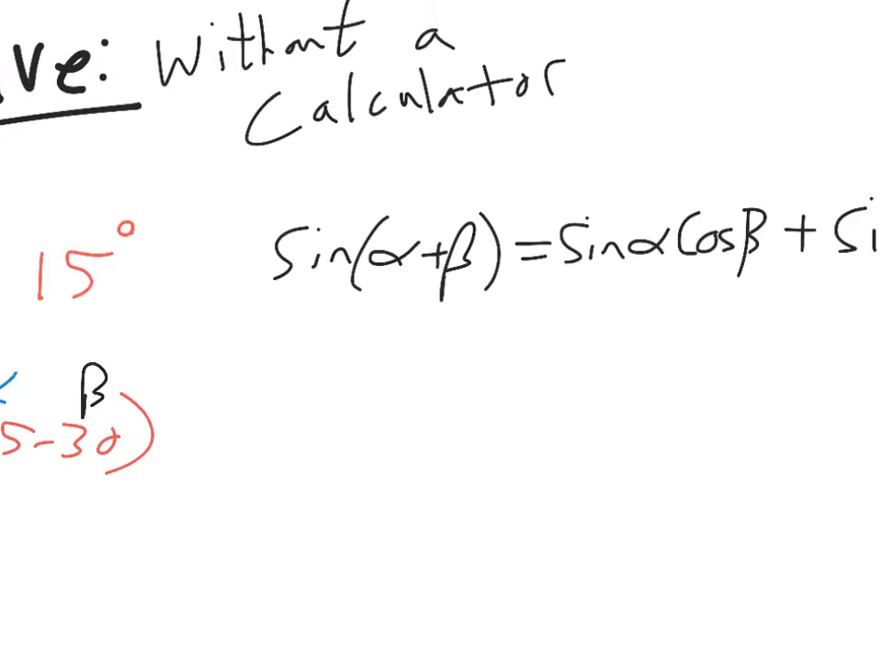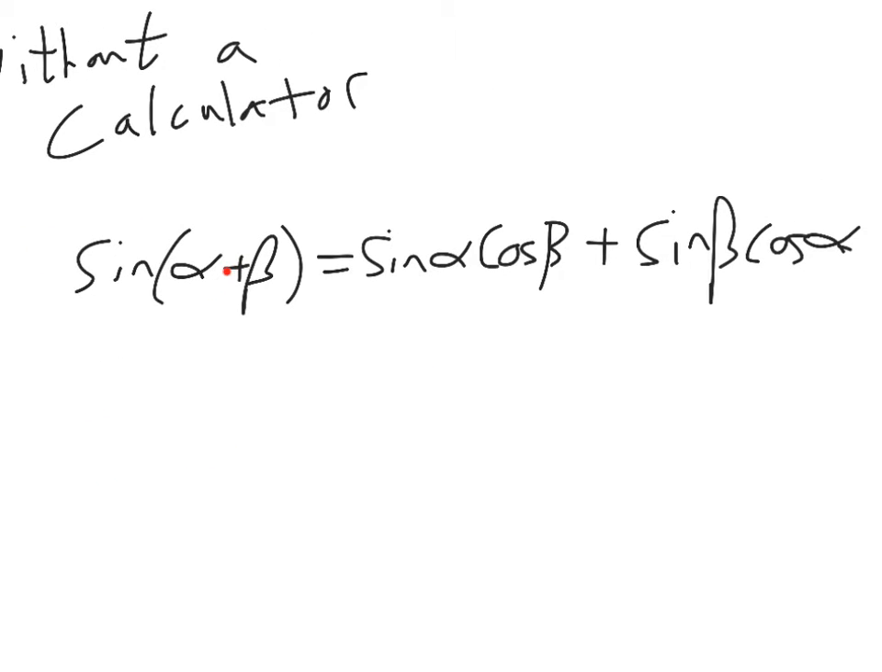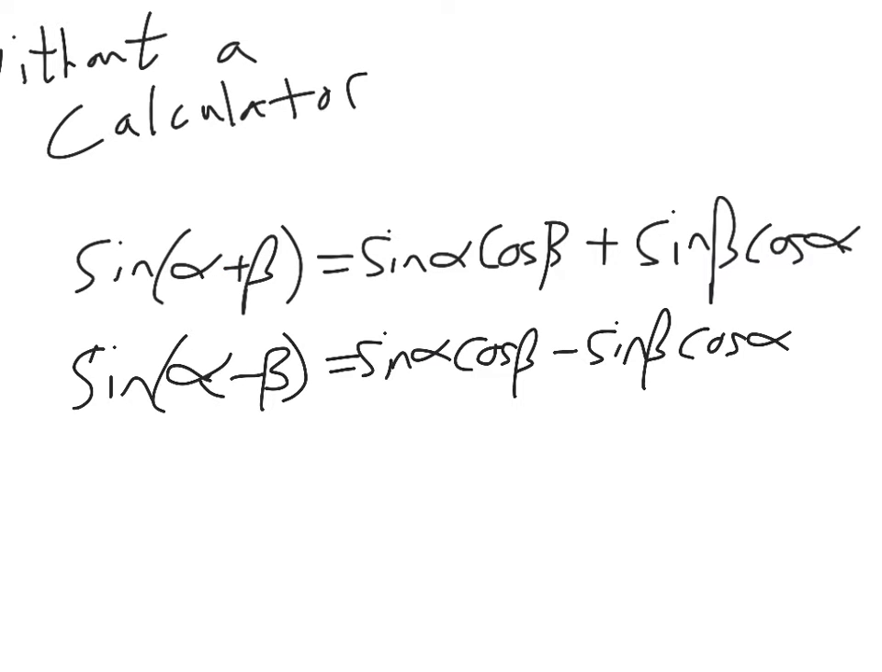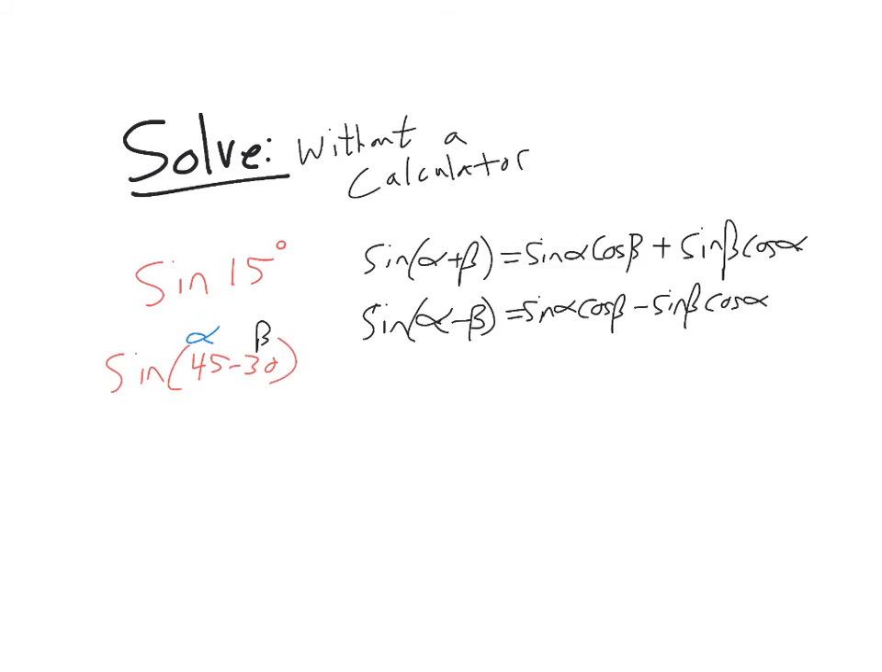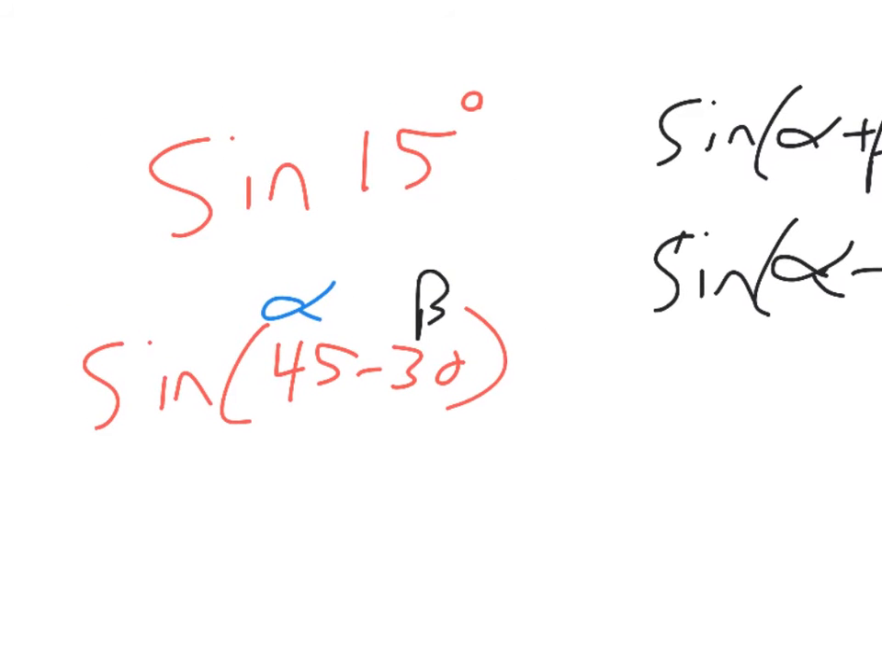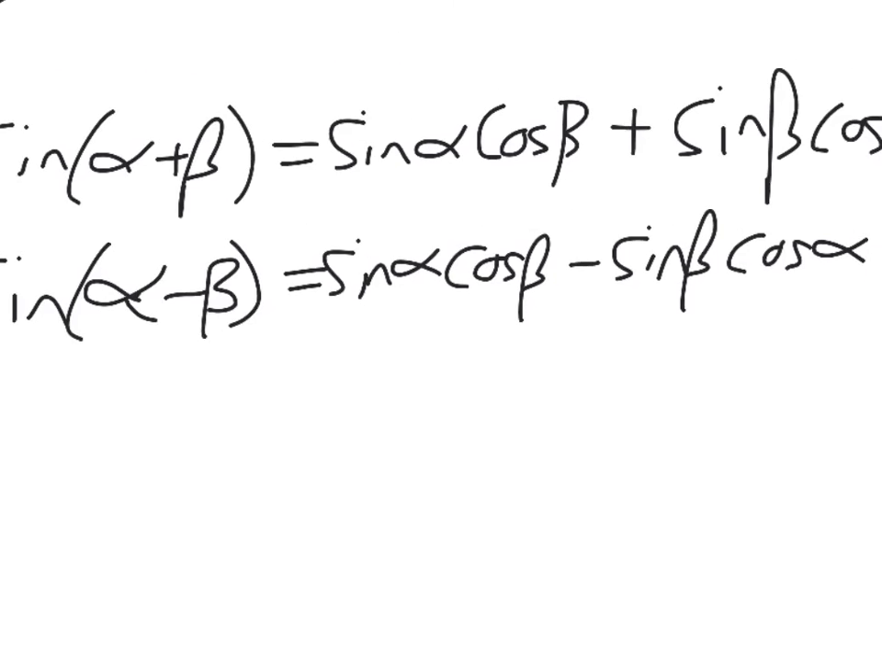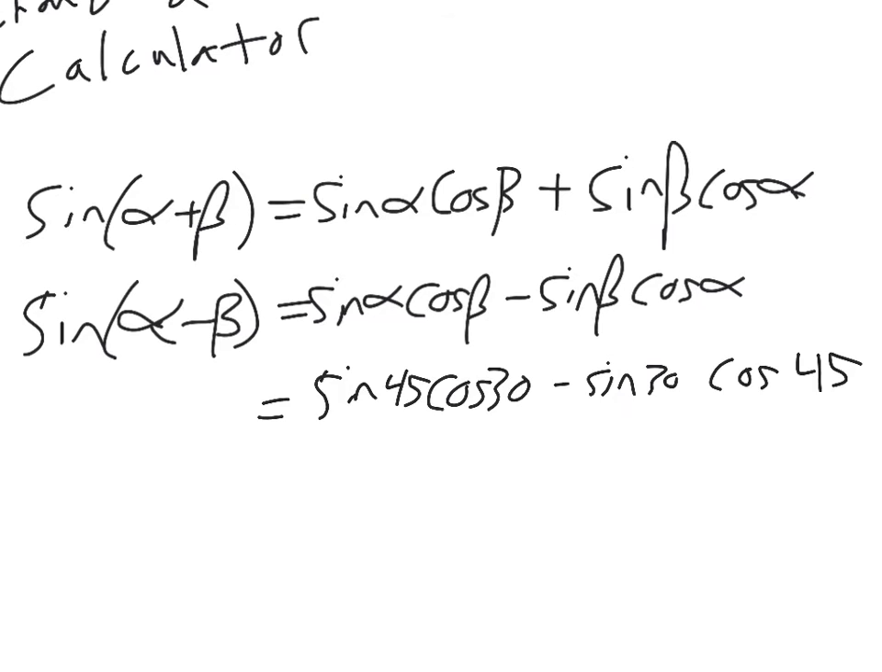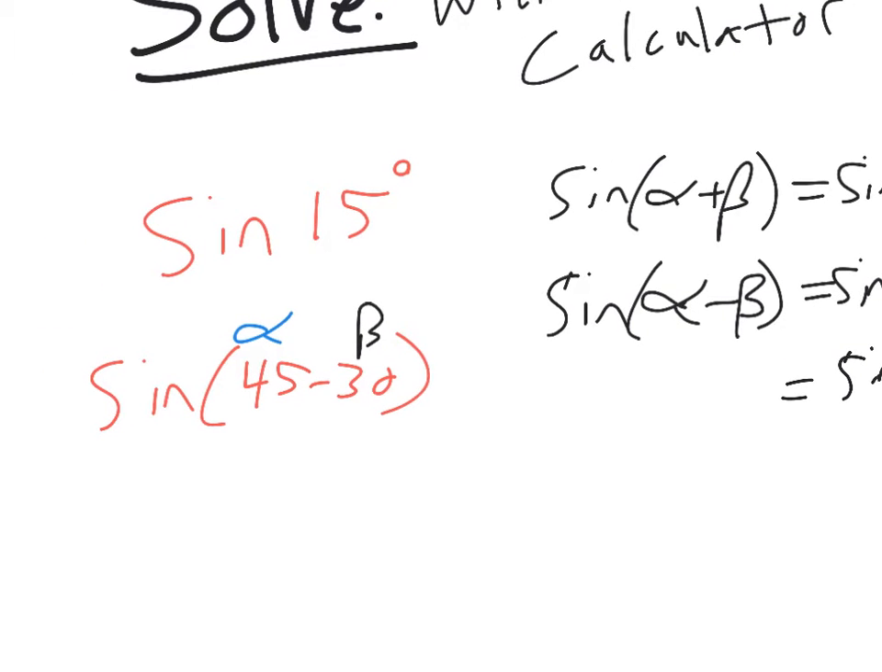So this formula isn't quite right because this says the sum of two angles. We need a second formula. So this is the formula we're going to need. Okay, alpha is 45 and beta is 30. So let's plug that into the formula. So that's what it looks like when we plug 45 and 30 into their corresponding places in the formula. And again, I get that from identifying this as alpha, that is beta.